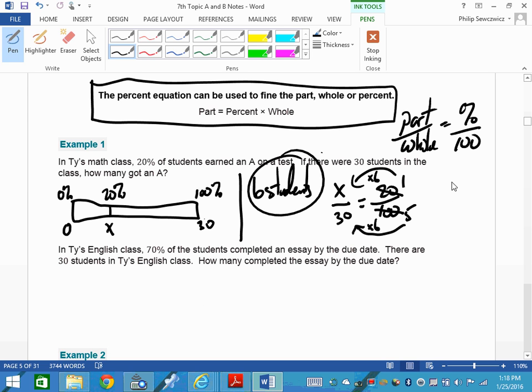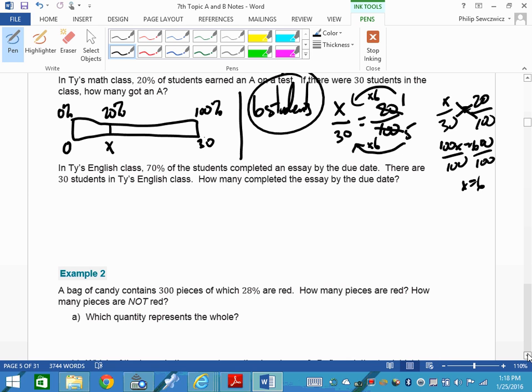And then just real quick, if you would have left it alone, the x over 30, the 20 over 100, a little cross products, 100x equals 600. Divide both sides by 100. Once again, you're still going to get 6. So again, whether you use cross products or equivalent ratios, it's all good. It's all going to work out.